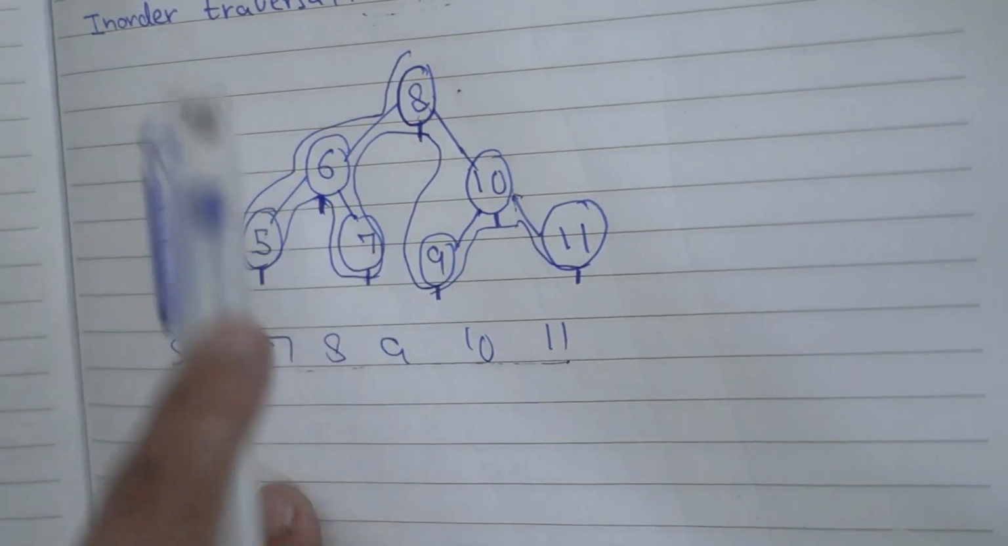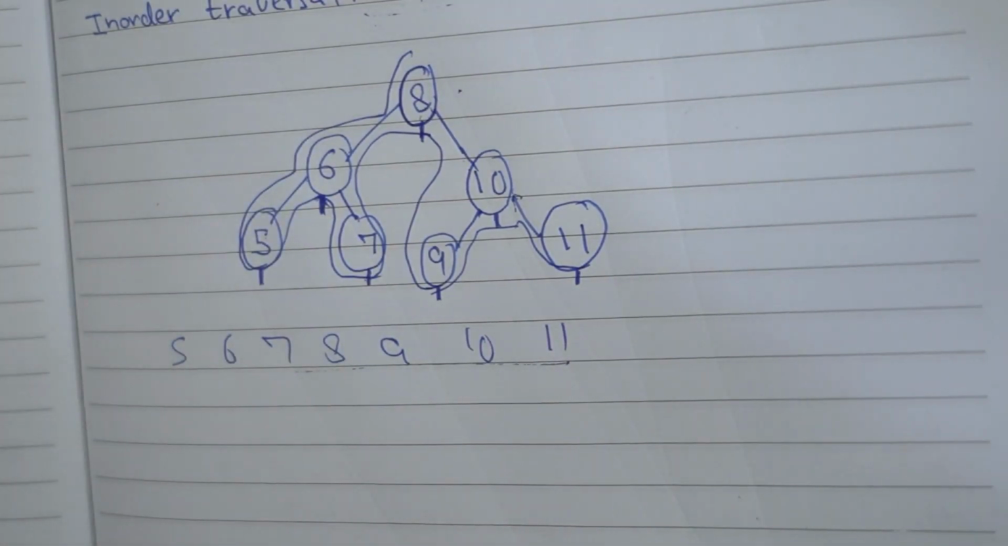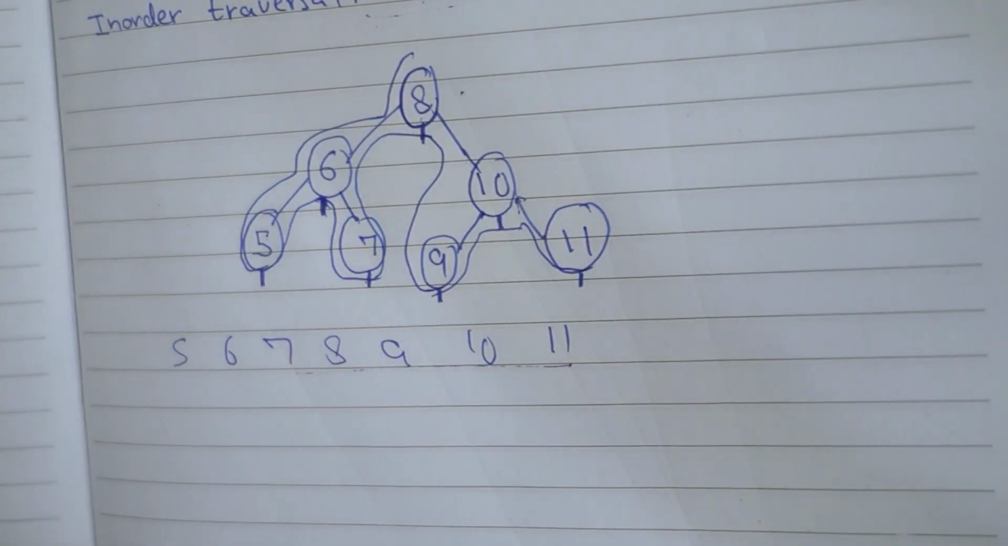you can also check the post-order traversal or pre-order traversal. For post-order traversal the answer will be the same, and for pre-order traversal the answer will definitely be different because the traversing technique is different. So in this way you can make the binary tree.